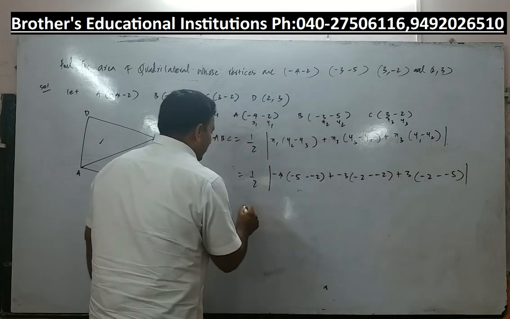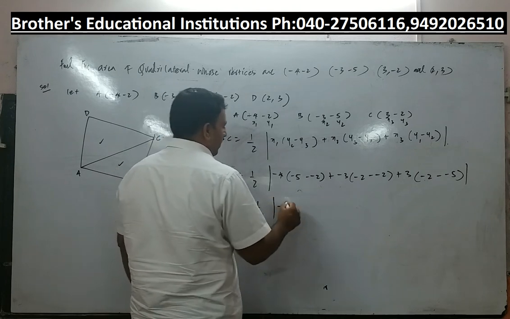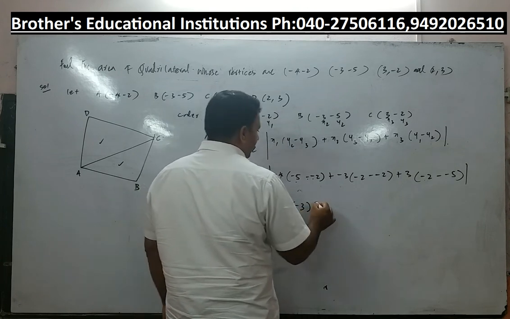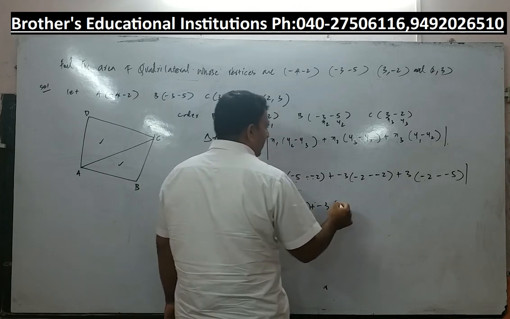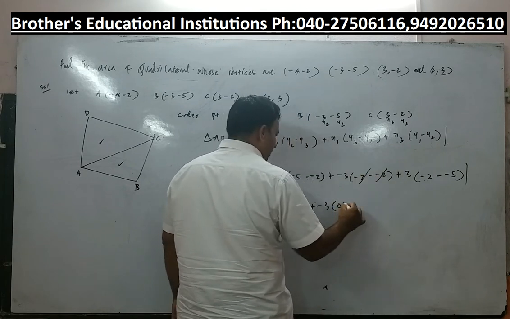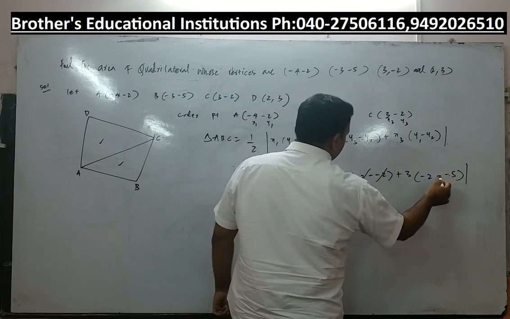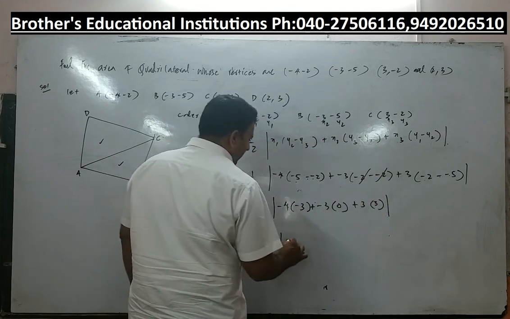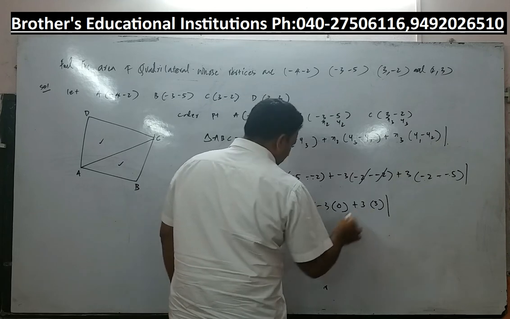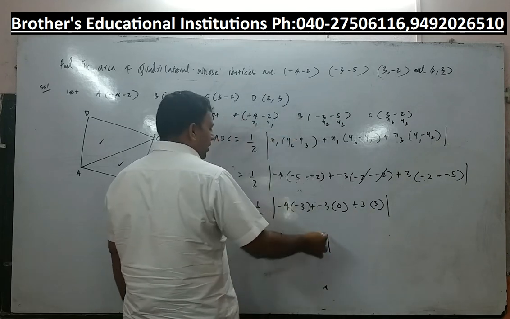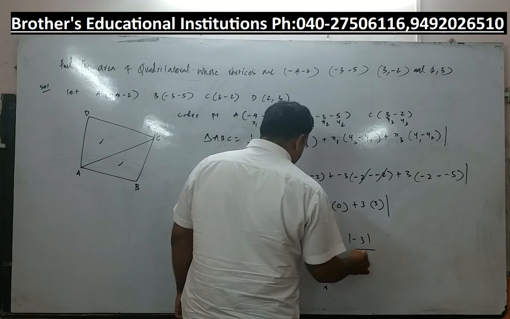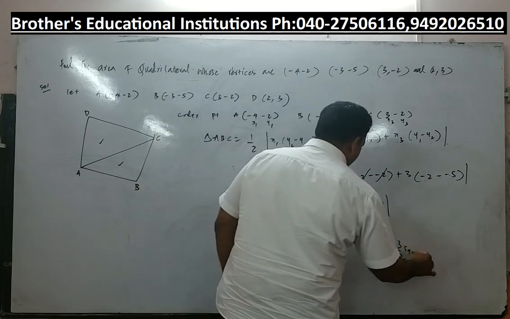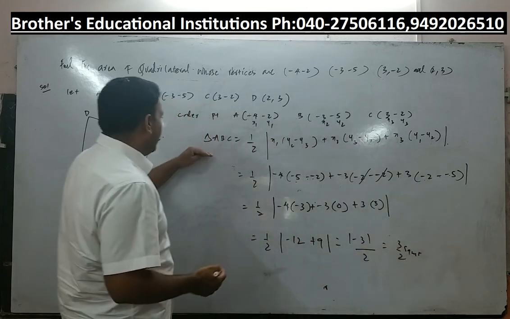So it is 1/2 into modulus, -4 into (-5 plus 2) which is -3. -4 into -3 is 12. Plus -3 into (-2 plus 2), the -2 and 2 cancel, you have 0. Plus 3 into (-2 plus 5), that is 3, so 3 into 3 is 9. So it is 1/2 into modulus of (12 plus 0 plus 9)... Keep it aside: the area of triangle ABC in square units. Alright, so this is the area of triangle ABC.